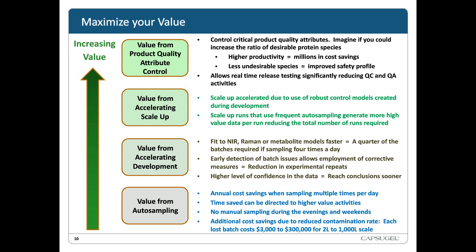The biggest value, though, is getting product quality attribute control, and that is where you can increase the productivity of the protein species, and also reduce less desirable species and improve your safety profile. And that is where the significant savings comes in from implementing product quality attribute control.